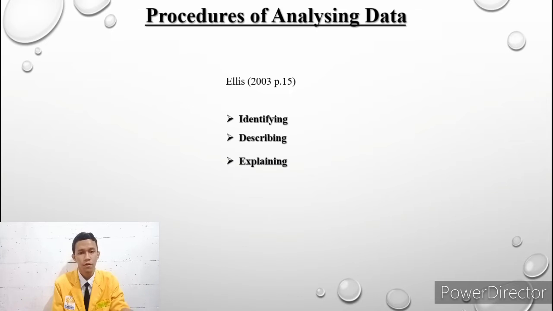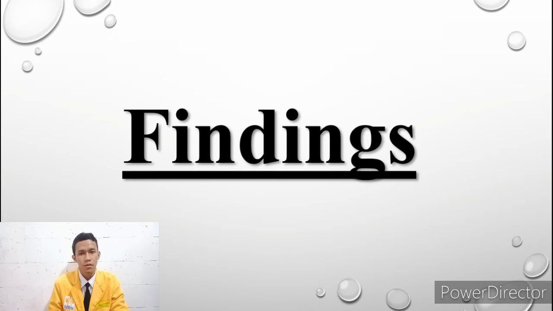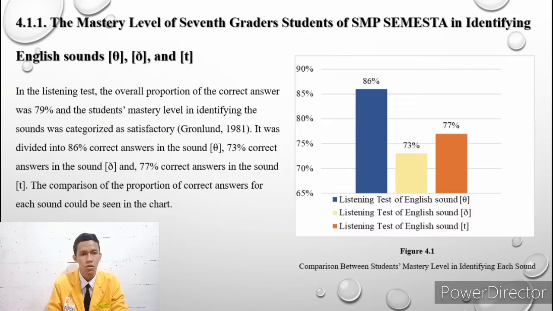And then for the findings, the mastery level of 7th grade students of SMP Semesta in identifying the English sounds th, th, and th. In the listening test, the overall proportion of correct answers was 79%, and the students' mastery level in identifying the sounds was categorized as satisfactory.